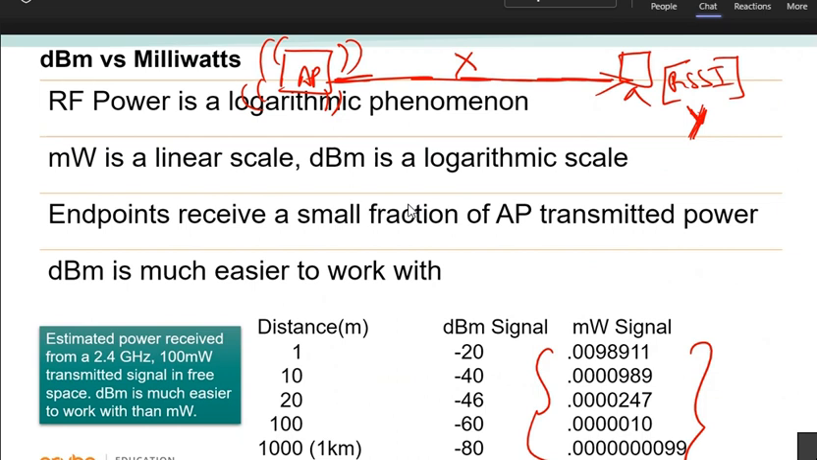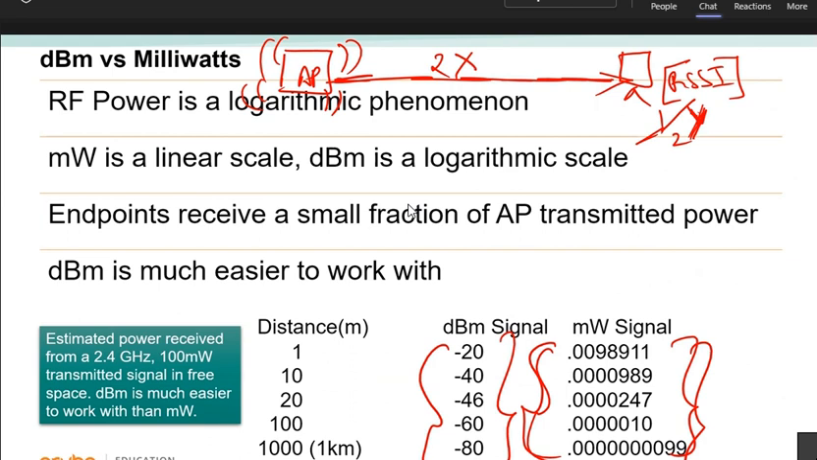Let us assume the distance is doubled. Do you think it will be half? By the logic, yes. If the distance is increasing twice, then my signal should reduce by half. That is basic maths. However, this is only true when you're using a linear scale. You talk about a linear scale, you get these complicated numbers. But we don't use that. We use a logarithmic scale.